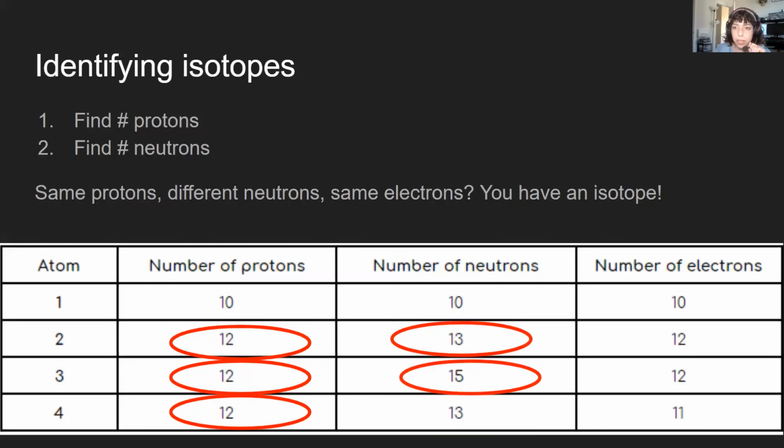And as a final check, I think if it's a neutral atom, it would have the same number of electrons as protons. And so 2 and 3 is a set of atoms that are isotopes of each other.